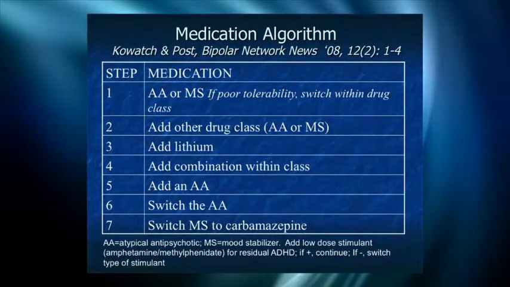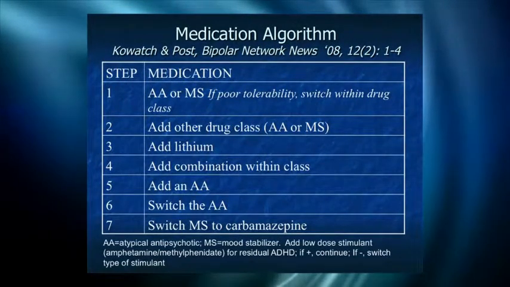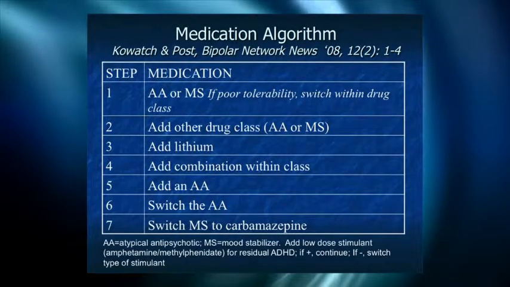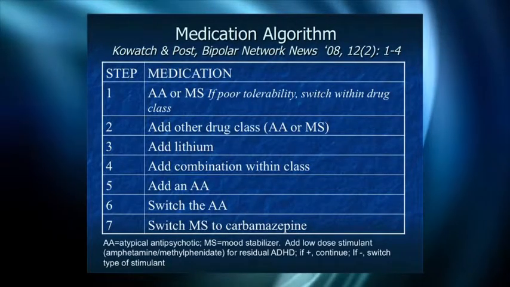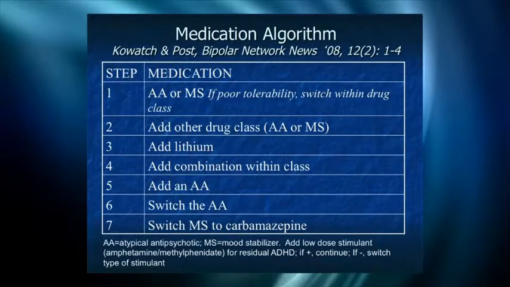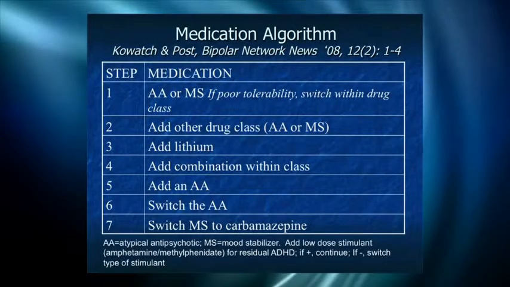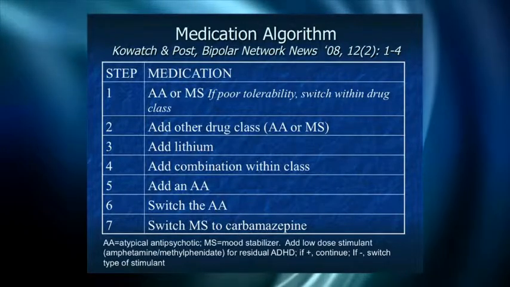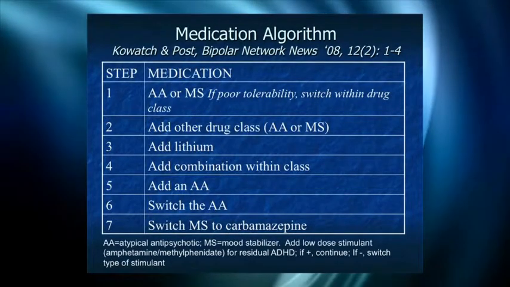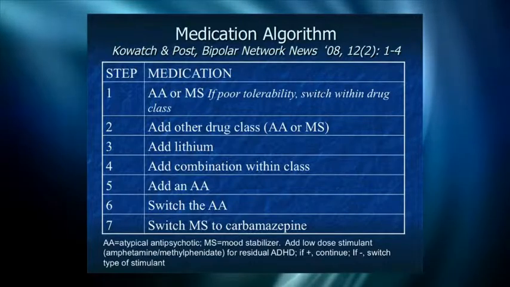In terms of medication algorithm, what might you expect that your kids will be prescribed if they have bipolar disorder? Step number 1 would be an atypical antipsychotic or a mood stabilizer. If there's poor tolerability, the recommendation is to switch within that drug class, so from one atypical to another. If that's not enough, then you add the other class. So if you started with an atypical, then you would augment with a mood stabilizer.